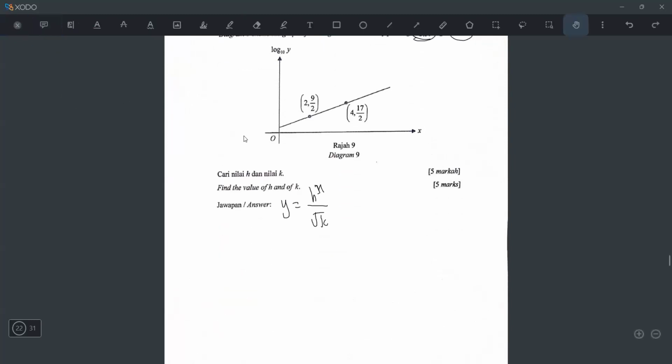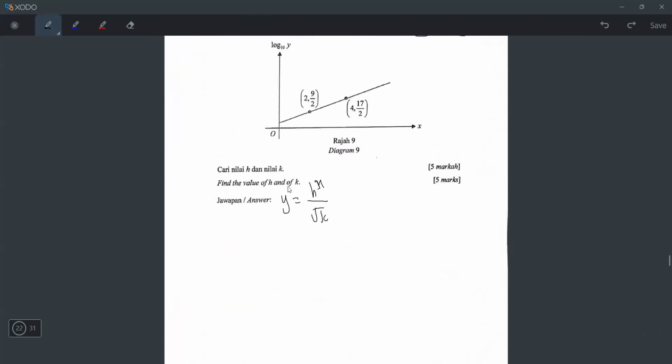When you do linear law, you need to know something: the equation must match the y-axis. So you have to change it to linear form, even though they never asked me to change to linear form. They just asked me to find the values of h and k, but I don't care. You have to change to linear form. Add log on both sides. So this also you add log, it becomes h power x over square root k. Single log divide, separate log minus.